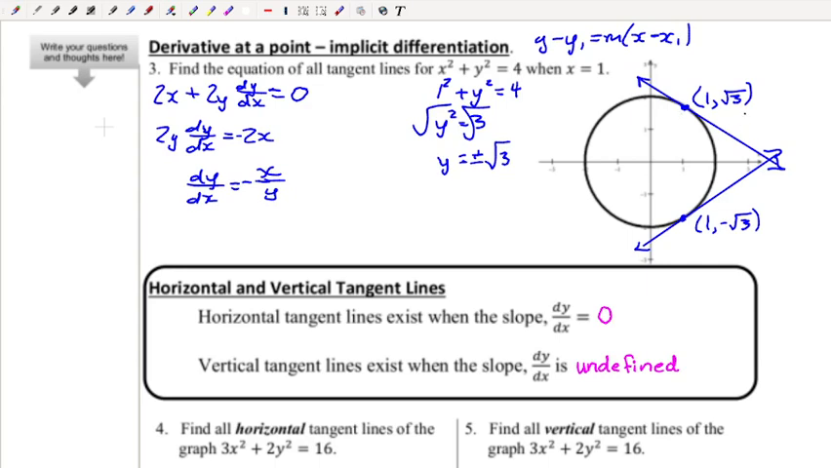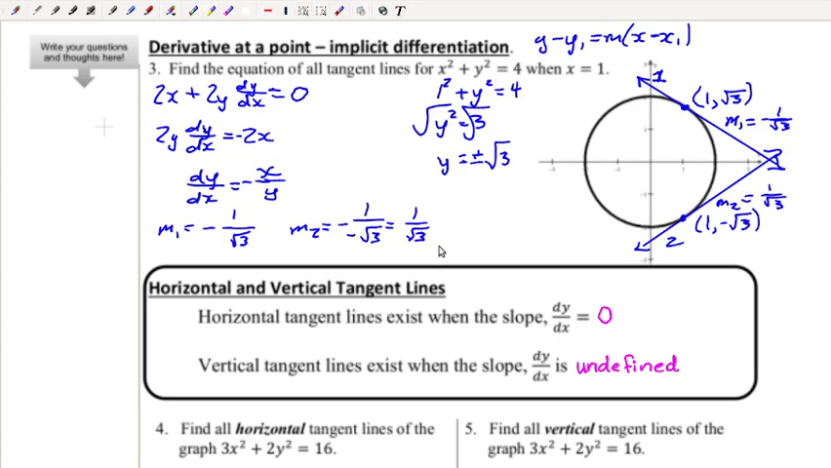So let's call this line 1 and this line 2. So slope number 1, m1, is going to be negative x value of 1, y value of positive root 3. So m1 is negative 1 over root 3. It's a negative, that makes sense because we're going down to the right. And slope number 2 is negative 1 over negative root 3, which is just going to be 1 over root 3. So my m2 is going to be 1 over root 3.